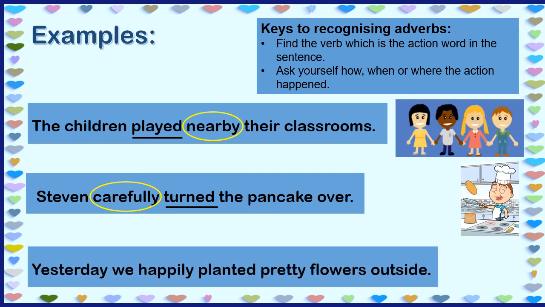Then our final example is one that has more than one adverb. So let's start. Let's find our verb first. And that will be planted. Yes, of course. Now, we're going to ask ourselves when or where the action happened, or how the action happened. So let's look at the sentence again. Yesterday, we happily planted pretty flowers outside.